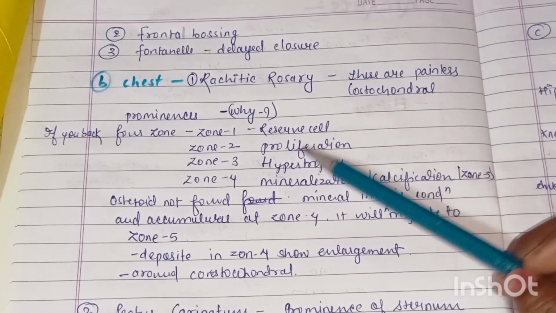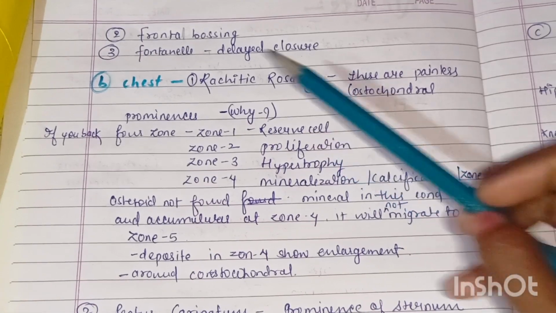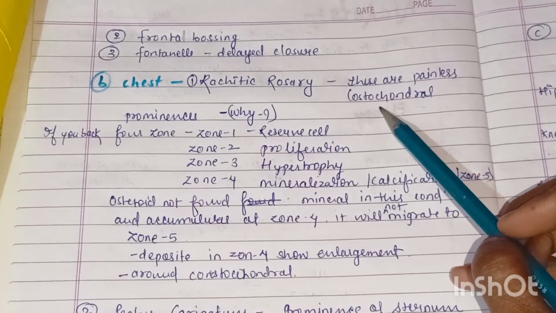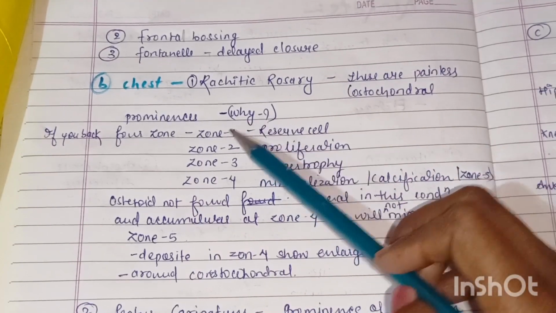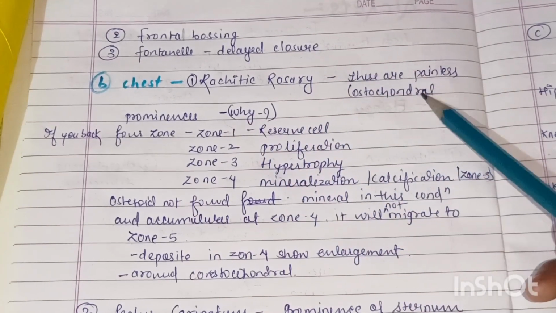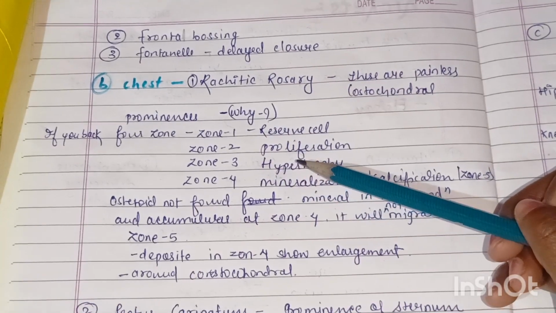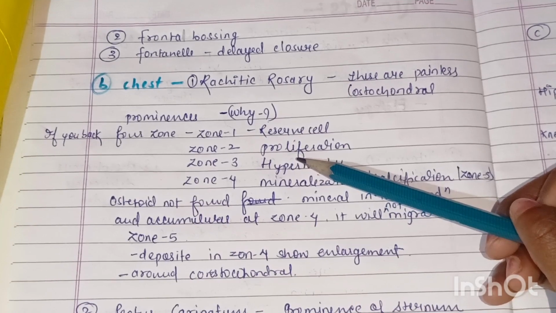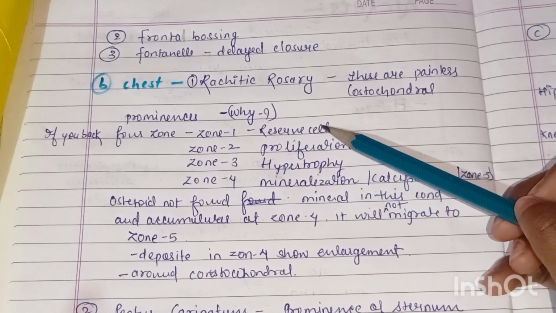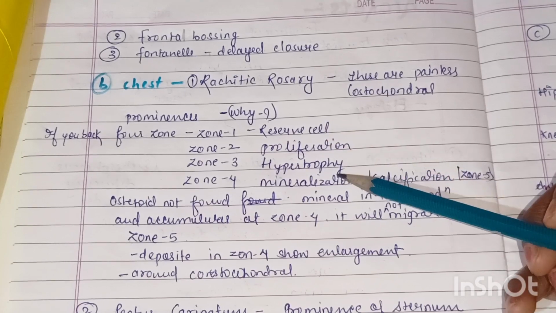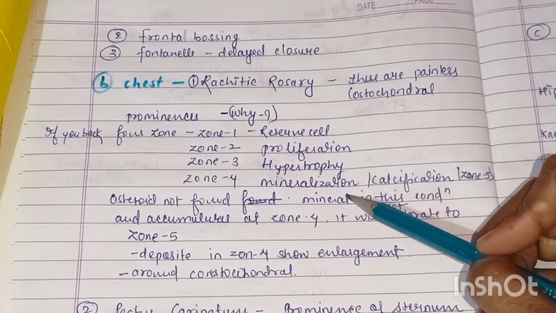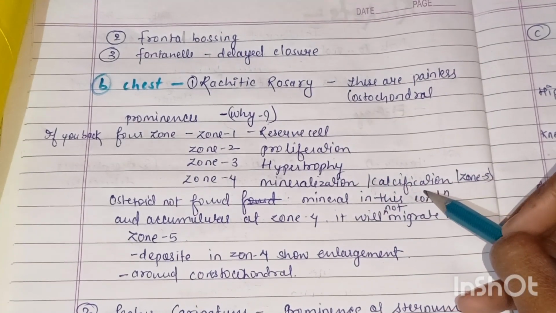Second, we see on the chest the rachitic rosary. These are painless costochondral prominences. Why do we call it a costochondral prominence? In earlier classes or the basics of orthopedics, you learned about the zones: zone 1, zone 2, zone 3, zone 4, that is reserve cell, proliferation, hypertrophy, and mineralization, and the fifth zone is the calcification zone.